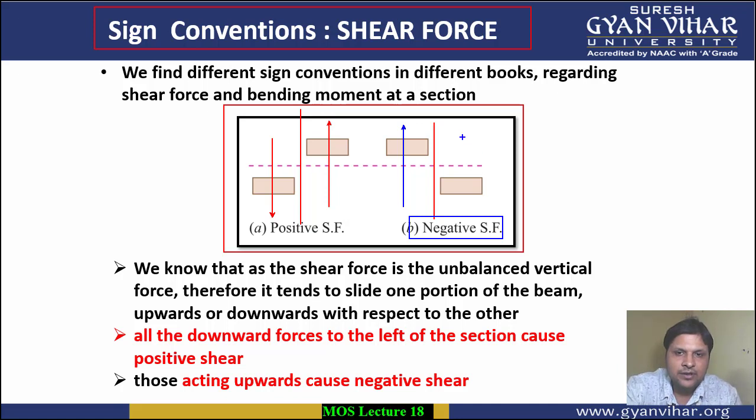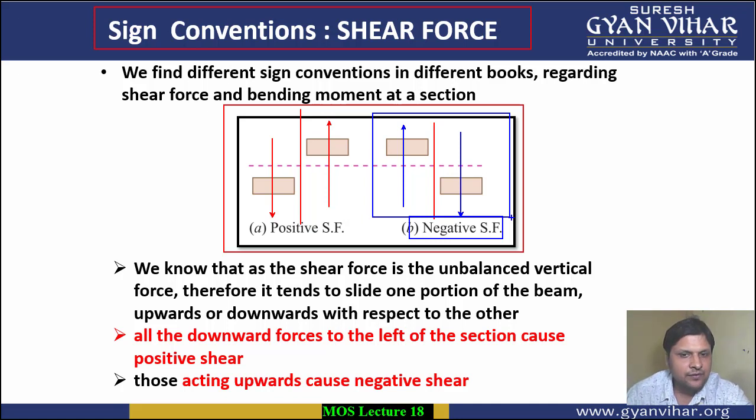And the forces on the right portion of the section going downwards will be considered as negative. So these two things are important. Forces going upwards on the left of the section will be negative, and forces going downwards on the right of the section will be considered as negative. So these were the sign conventions which are used for shear force.